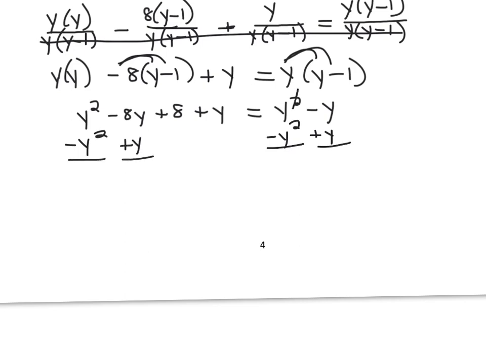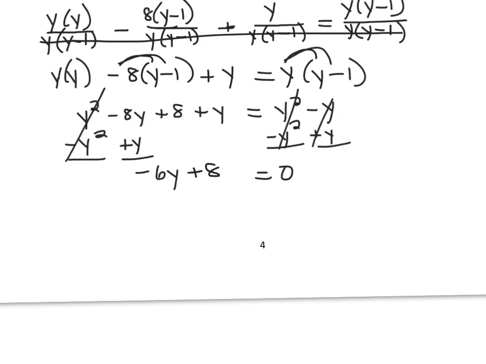Okay, so on the right-hand side, it leaves us with 0. On the left-hand side, the y squareds cancel off. And then I'm just going to combine my like terms. So negative 8y plus y, I can combine these three terms. It'll give me negative 6y. And then let me just take this plus 8 and bring it down.